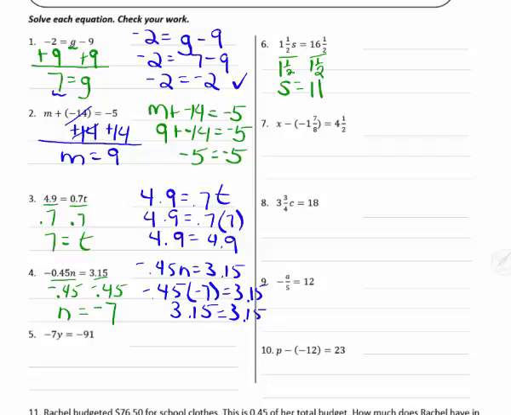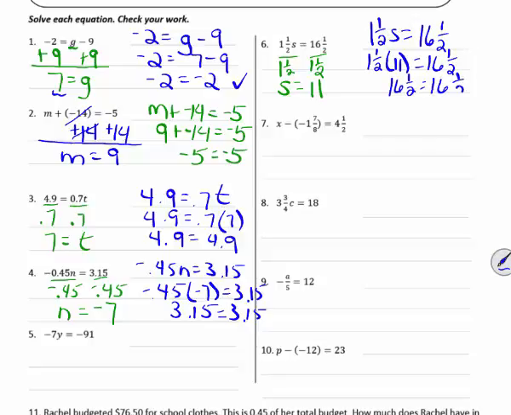I'm going to do the check. 1.5s equals 16.5. 1.5 times 11. And I'm going to definitely check that on my calculator. I'm not going to just assume that those are equal to each other. Okay, let's try number 7.